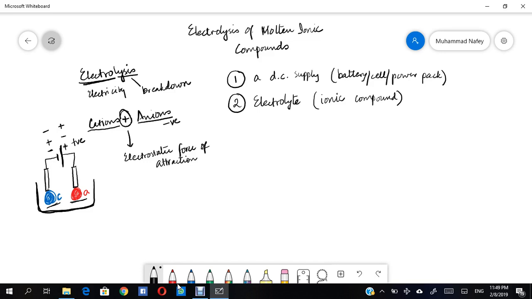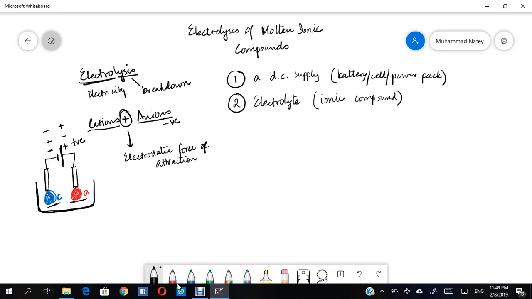In a solid ionic compound, the problem is that the cations and anions are tightly held together by electrostatic forces of attraction, and therefore none of the cations and anions are free to move and hence conduct electricity.